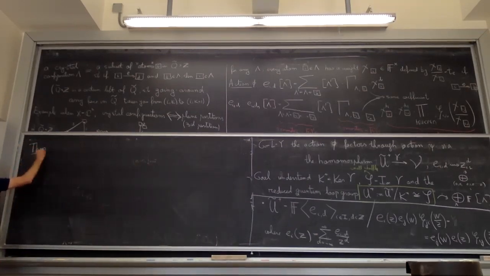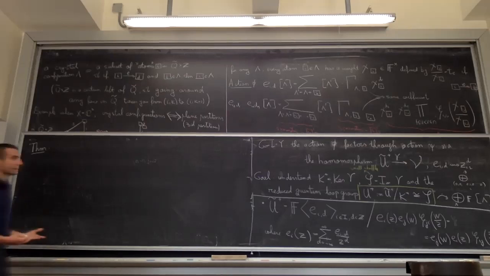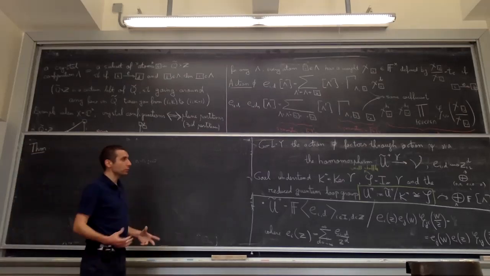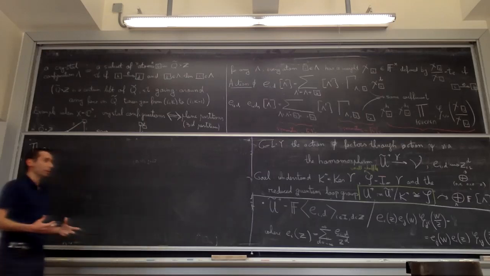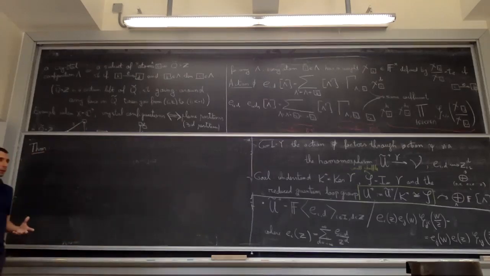To understand this reduced quantum loop group completely, one really has to understand K. Now, K plus is the kernel of a homomorphism. It's going to be a two-sided ideal in U plus tilde. Abstractly, it might be a complicated thing. So what you want to do is find a generator for this two-sided ideal.